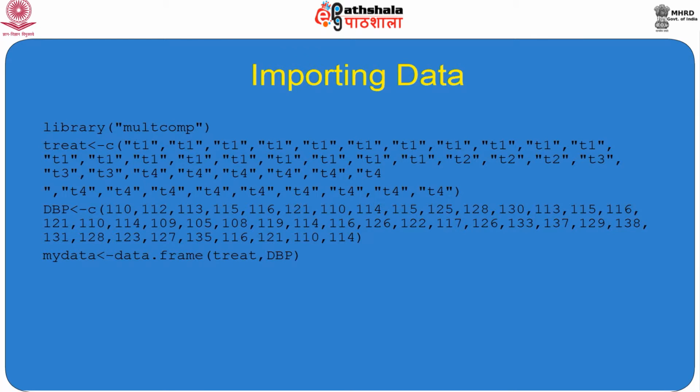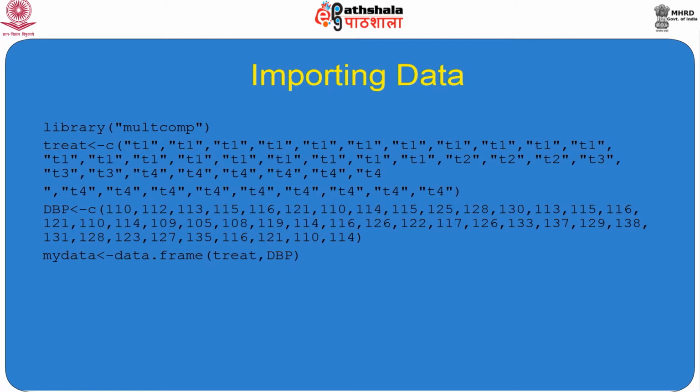As a blood pressure observation, diastolic blood pressure measurement was taken for each patient after giving their therapy. So the first variable here is defined as treat, where T1, T2, T3 or T4 is assigned to each patient. Since this is a string variable, inverted commas are used to assign the values, and thereafter DBP is assigned as the diastolic blood pressure. After giving the therapy, the diastolic measurement of each patient has been taken as 110, 112, 113, and so on.